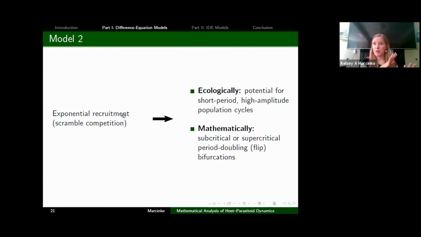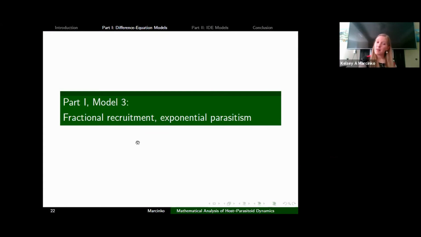So if we compare the base case, model 1, with model 2, we see that when we add exponential recruitment, when the system has scramble competition, ecologically, that leads to the possibility of short period, high amplitude population cycles. And mathematically, that means that we see subcritical or supercritical period doubling, or flip bifurcation, showing up in the dynamics. On the other side of things, if we go back to using fractional recruitment and instead add exponential parasitism, we're going to see some different dynamics.